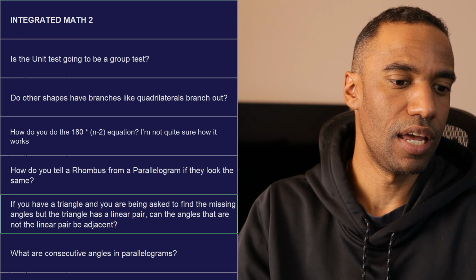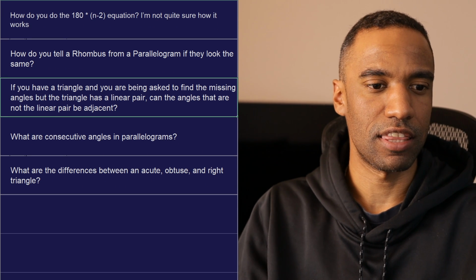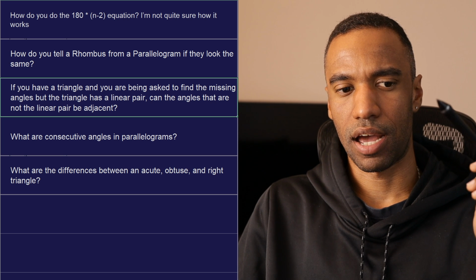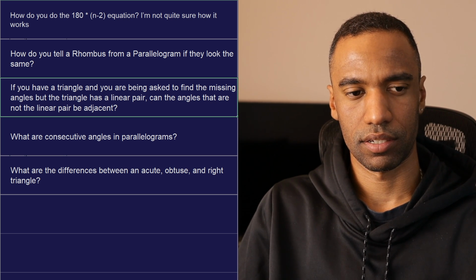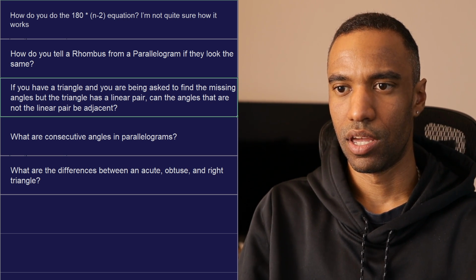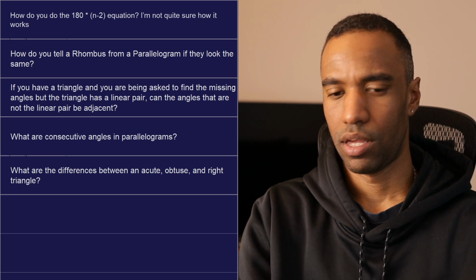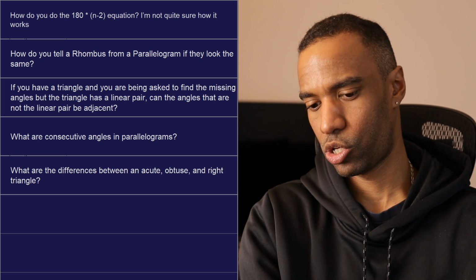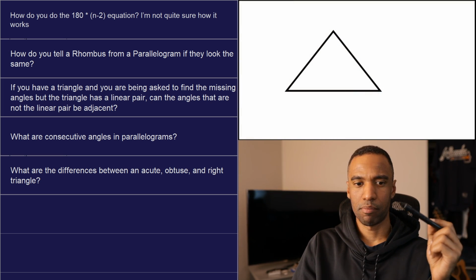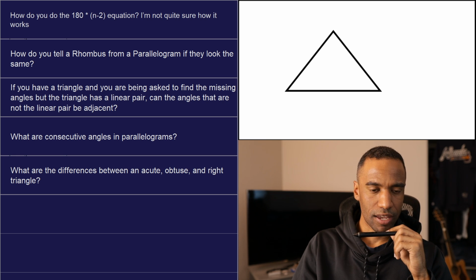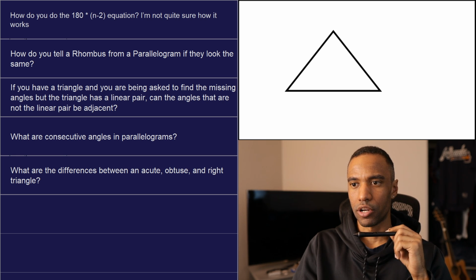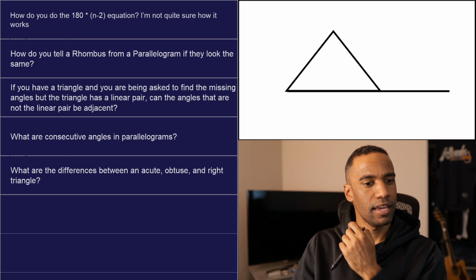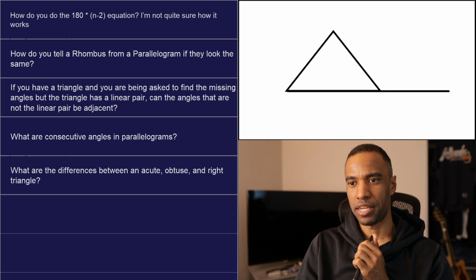Here we go. Next question. If you have a triangle and you are being asked to find the missing angles, but the triangle has a linear pair, can the angles that are not the linear pair be adjacent? Okay, hang on, I have to draw this. I'm drawing a triangle here, and you're asked to find the missing angles, but the triangle has a linear pair. So are you saying an exterior angle? Let me add it like that. Can the angles that are not the linear pair be adjacent?